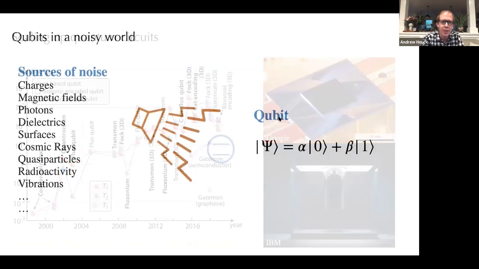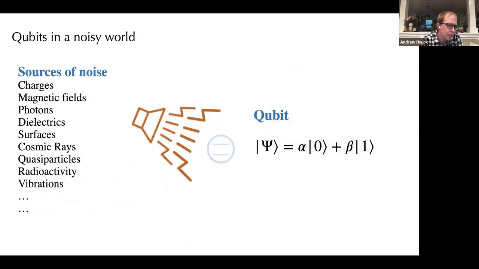So if you think about this, what are the sources of noise? We have a superconducting qubit. This is a large object. These things are typically 100 microns across. They're susceptible to all kinds of things: charges, magnetic fields, photons, dielectrics, cosmic rays.